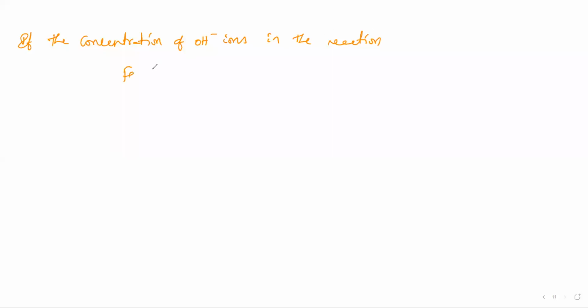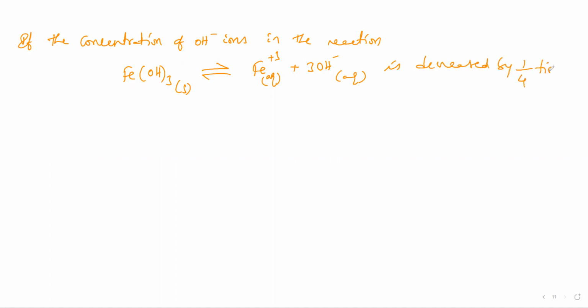this is the given reaction, ferric hydroxide, Fe(OH) taken thrice. This is solid, sir. Then it is dissociated into ferric ions in aqueous solution plus 3 OH minus ions. So this is present in aqueous solution. Now, the concentration of OH minus ions in the reaction is decreased by 1 by 4 times.